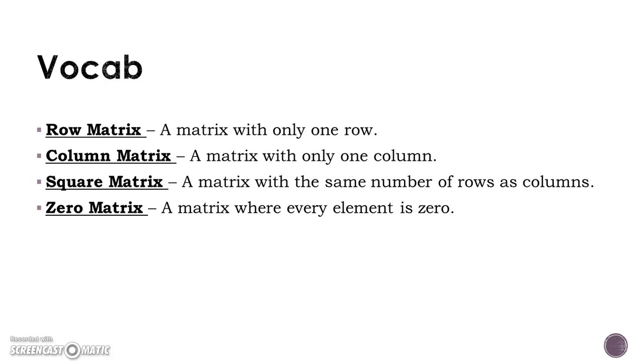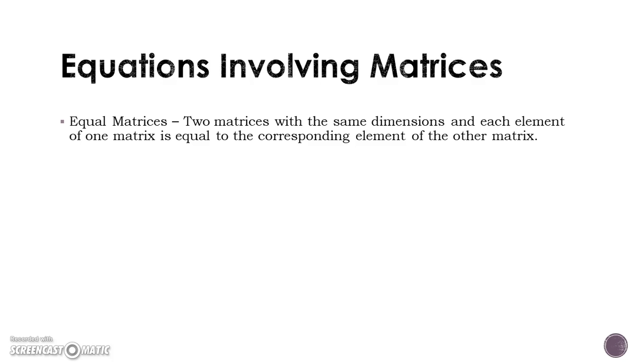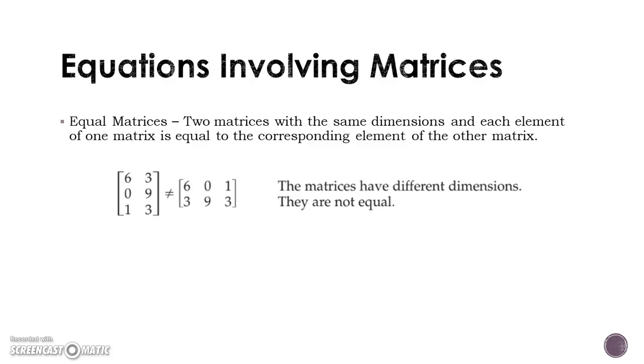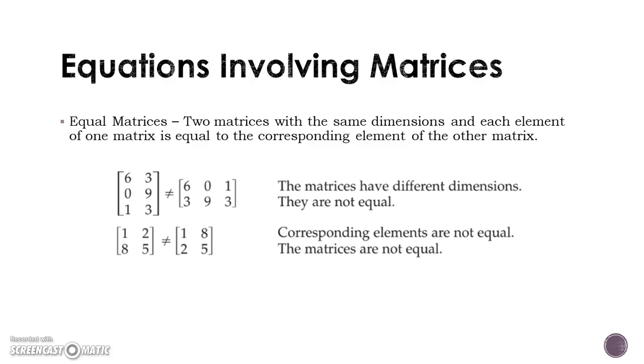So now let's look at equal matrices. Equal matrices are 2 matrices with the same dimensions, where each element of one matrix is equal to the corresponding element of the other matrix. So in our example here, these are not equal matrices because they have different dimensions. These are not equal matrices because their corresponding elements are not equal. 1 is equal to 1, yes, but 2 is not equal to 8.